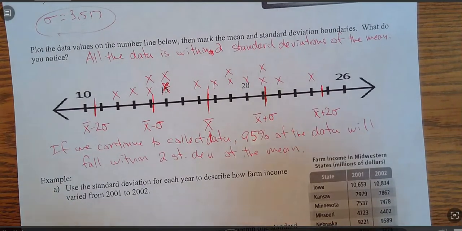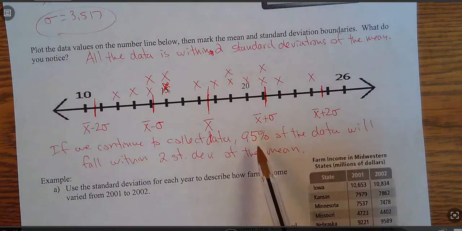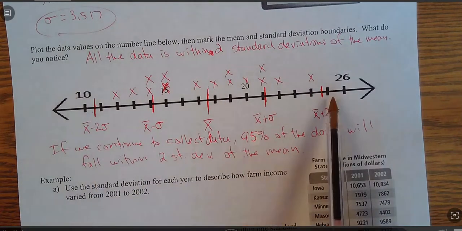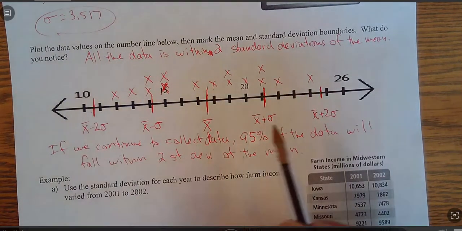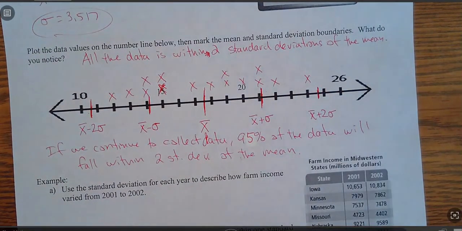So if we continue to collect data, if we went back even further, maybe data wasn't collected before 1851, but if we just kept going back and back and collecting more data, 95% of the decades total would fall between these two numbers, which is about 10.5 to 24.5 or so. So 95% of the time you'll have between 10.5 and 24.5 hurricanes coming in. That's just a general rule in statistics.